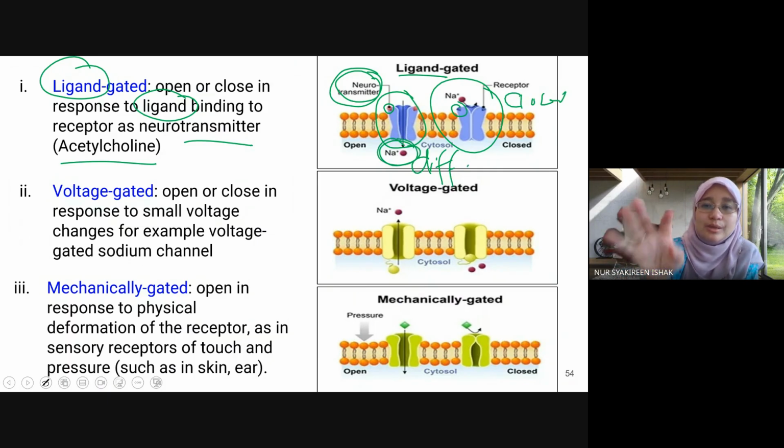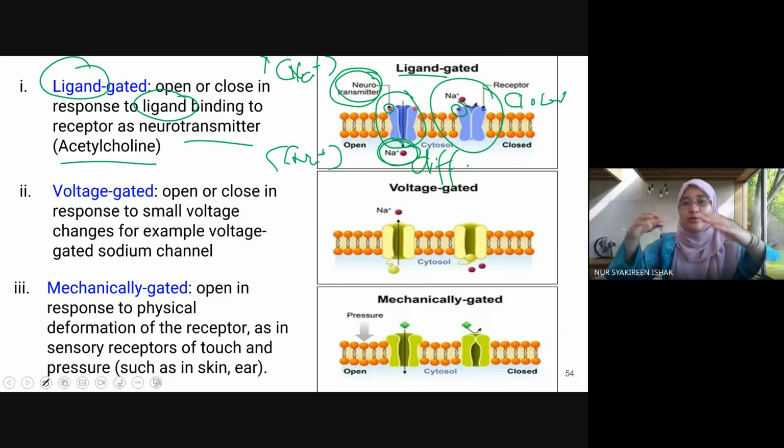You need to know that in animal cells, normally sodium is always high on the outside and always low on the inside. So sodium will move from high to low. If it moves using the ligand gated channel, the channel needs to be opened first by the neurotransmitter.